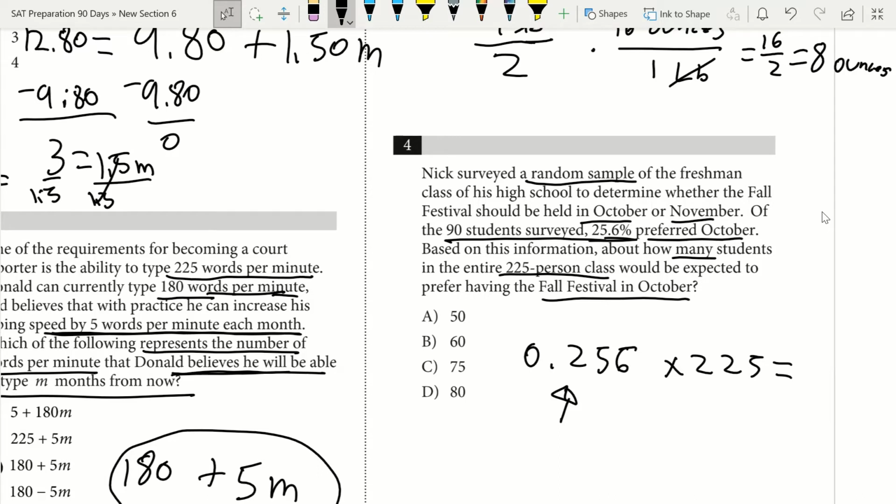So now I'm going to plug that into my calculator to solve for how many people would prefer it in October, and I'm going to get 57.6, which I know is about 60. So my answer there is going to be B.